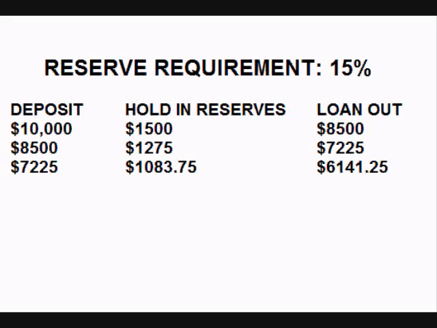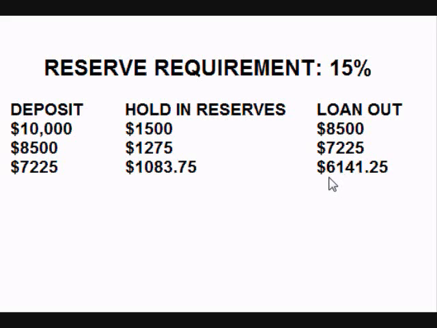Now let's look at that same example if the reserve requirement was 15%. The original person deposits $10,000 into the account. However, the bank must hold $1,500 in reserves. This leaves them only $8,500 to loan out. Someone borrows that $8,500 and spends it on something, and the recipient deposits the $8,500 into the bank. The bank must hold $1,275, leaving only $7,225 to loan out. The borrower spends that, and the recipient deposits $7,225 in the bank. The bank must hold $1,083.75, leaving only $6,141.25 to loan out.